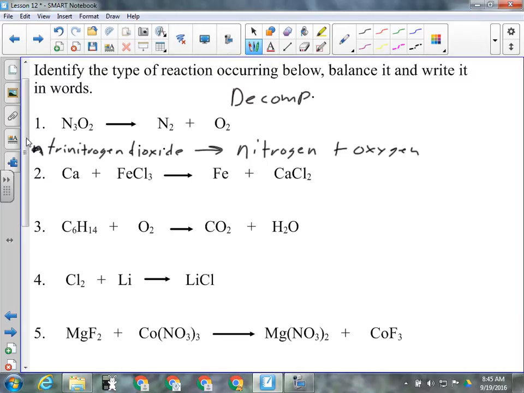What should I start with? I should start with nitrogen because it's present in the largest number. It's usually easiest to balance the largest number first. I got 3 nitrogens over here and only have 2 over here. How am I going to make those the same? What number would they both work with?